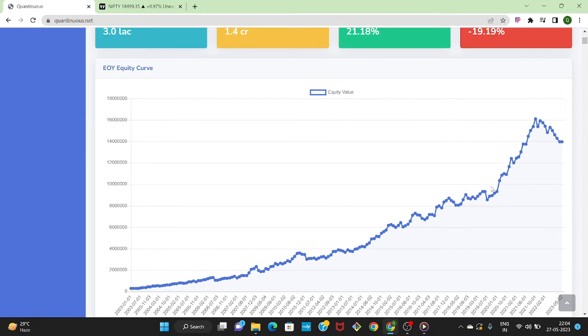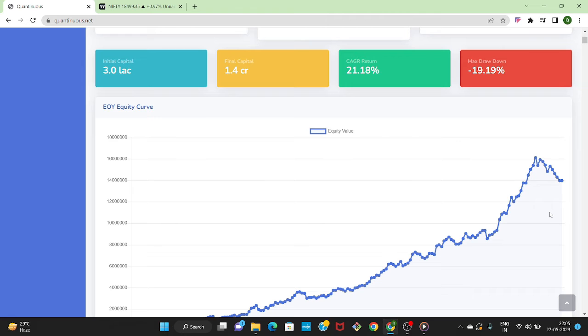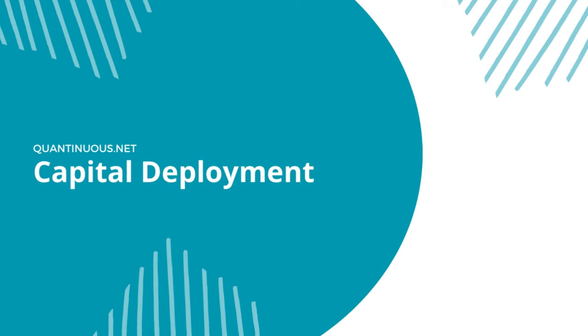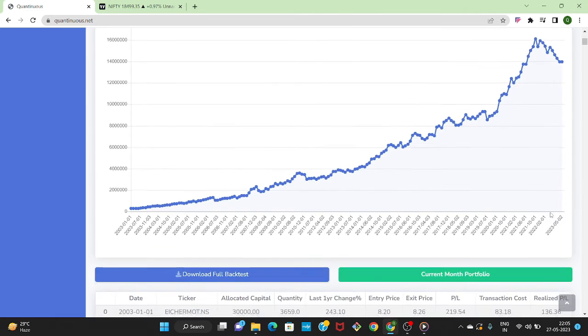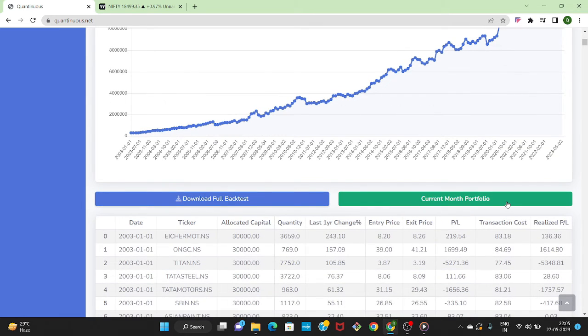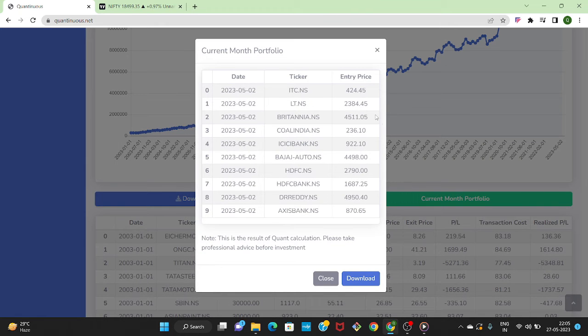Now the question will come: we have understood that it's a profitable strategy and it has given very good returns in the last 20 years, but how do we deploy capital if we want to? In Quantinuous we have a current month portfolio button, where at the end of the day of every month's first trading day, the strategy calculates the current month portfolio. You can generate the portfolio after the data refresh, so you can deploy your capital on the next trading day. One thing to note here: this portfolio is generated through the Quantinuous backtest algorithm. So, do your own research or discuss with your investment advisor before deploying capital.